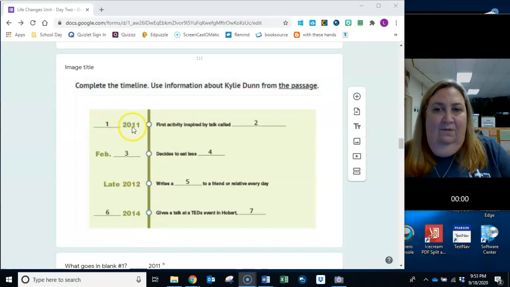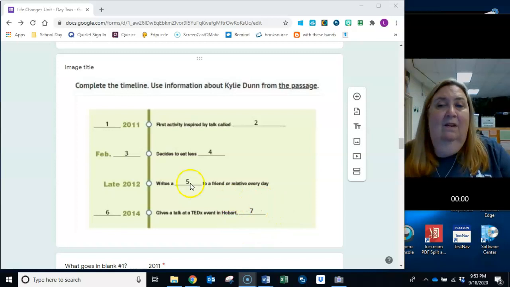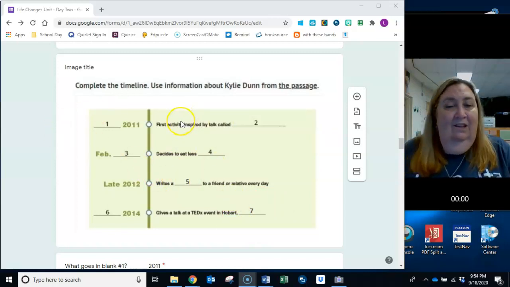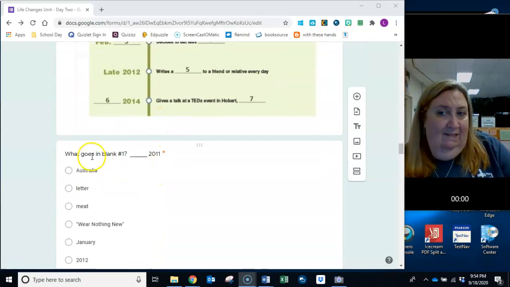So sometime in 2011, the first activity of Kylie Dunn was inspired by a talk called something. February of some year, notice this is month and year, she decided to eat less of something. In late 2012, she begins a new challenge. She writes a blank to a friend or relative every day. And sometime in 2014, she gives a talk at a TEDx event in Hobart somewhere. So this is what the timeline looks like. You need to refer to that. I've put the blanks down here.